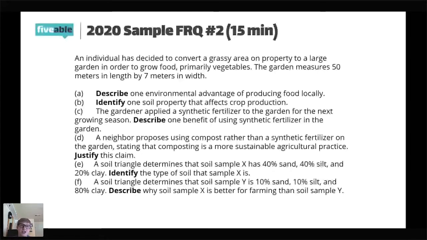That's just kind of like a memorized fact that you should know for the exam in case it shows up. I'm not saying you need to memorize what every composition of soil is, but loam is just one of those things you should know since it's the best agricultural soil. And I kind of just gave you the answer to Part F, which is describe why soil sample X is better for farming than soil sample Y.